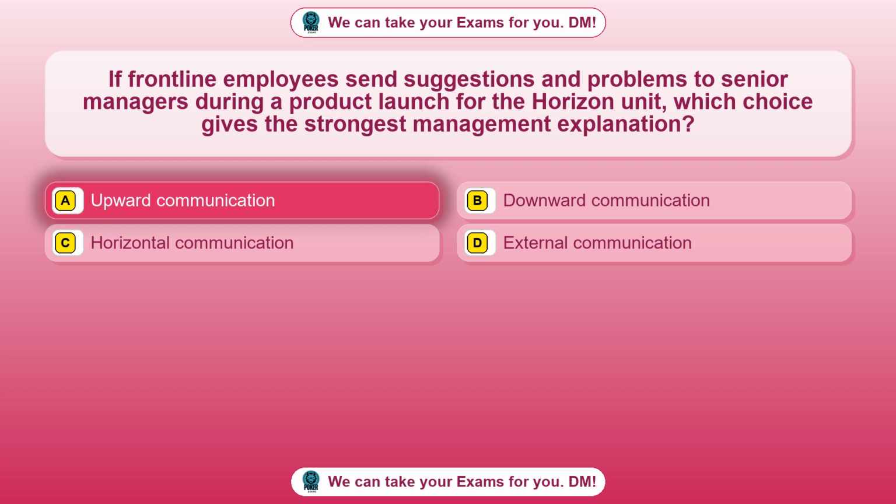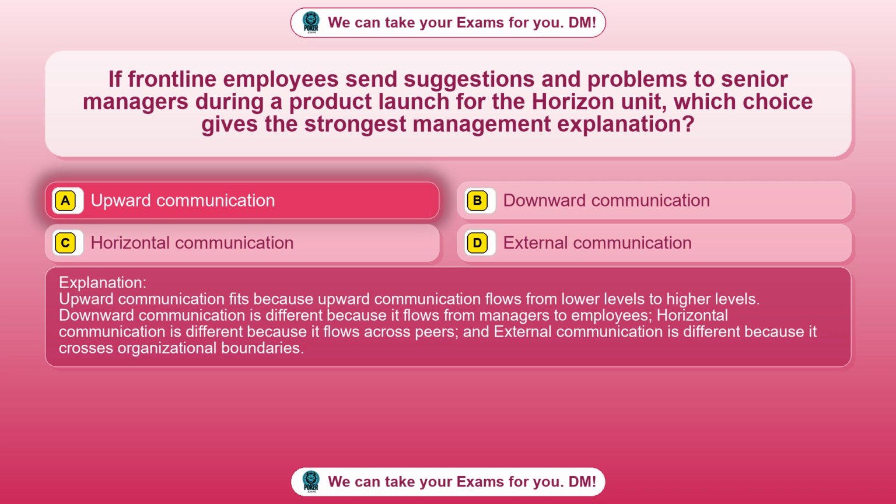Upward communication. Upward communication fits because upward communication flows from lower levels to higher levels. Downward communication is different because it flows from managers to employees. Horizontal communication is different because it flows across peers, and external communication is different because it crosses organizational boundaries.